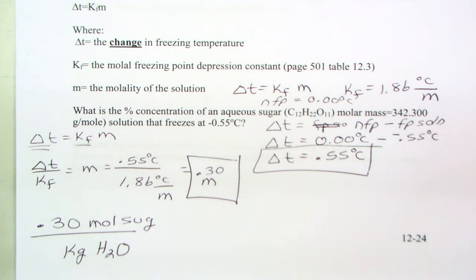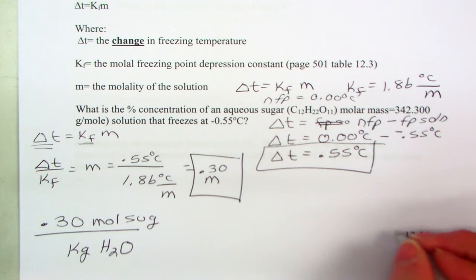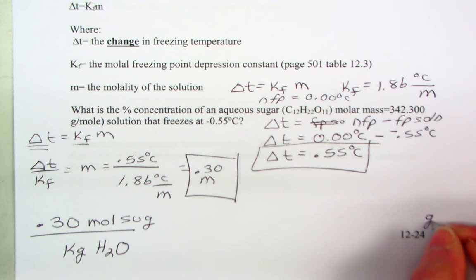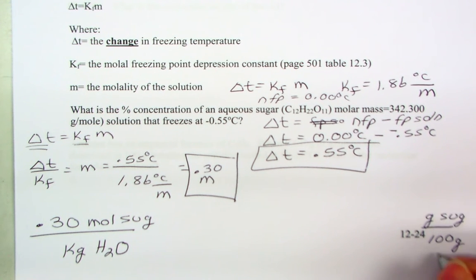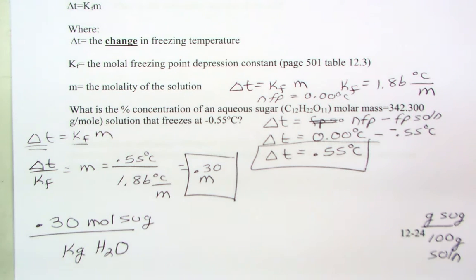Now, I want to change that into percent. So I want to have grams of sugar per 100 grams of solution. That's the unit I want to end up with. And we can also think of percent as just parts per 100, right? Mass of the sugar divided by mass of the solution times 100.